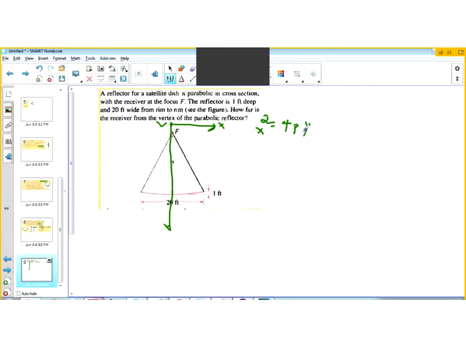If you work for GCI and you're having to install satellite dishes, it'd probably be useful to know this. All right. So we know then that what?